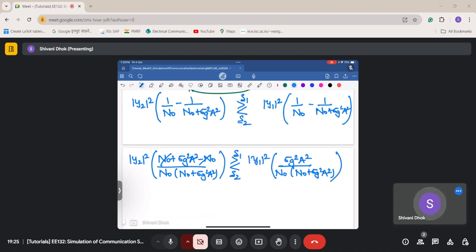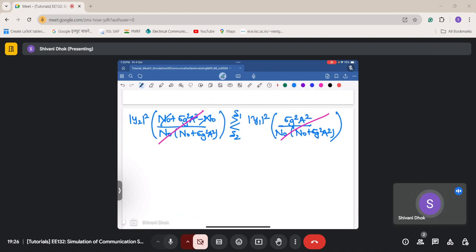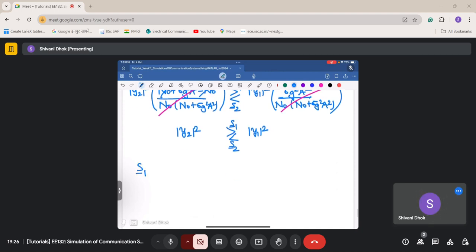If you observe carefully, both of these terms are same and both of these terms are positive. So if I cancel these two from both the sides, nothing will happen. The inequality will remain same. So if I have y2 square greater than y1 square, then I'll decide in favor of s1, and if it is less, then s2. So what was my s1? My s1 was 0a, and what was my s2? My s2 was a0.